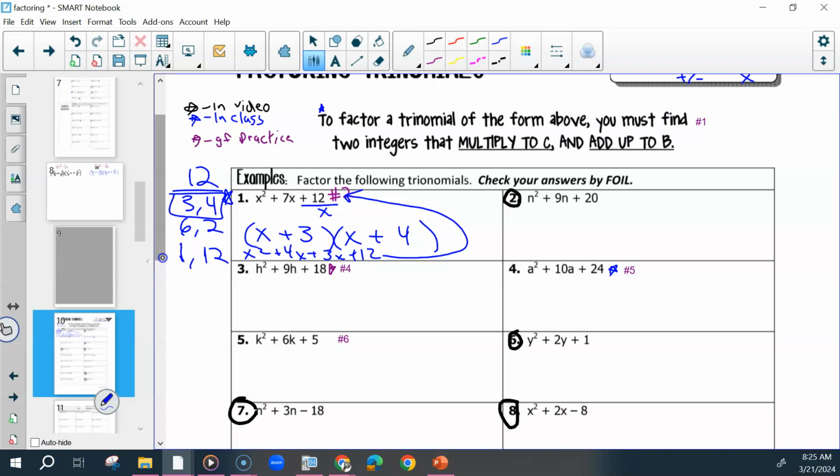As you get used to this, as you get the hang of this, if you know the factors off the top of your head, that's great. If you need to list them all out, that's also fine.